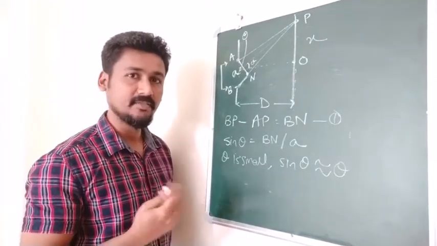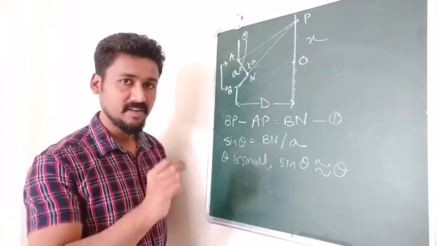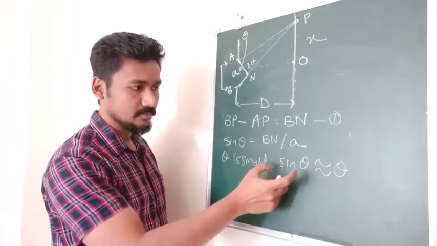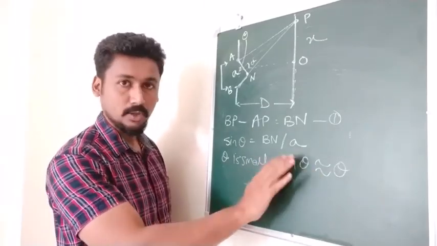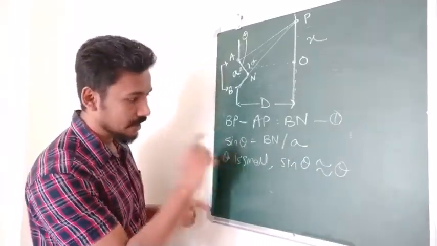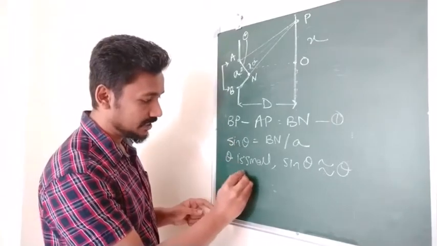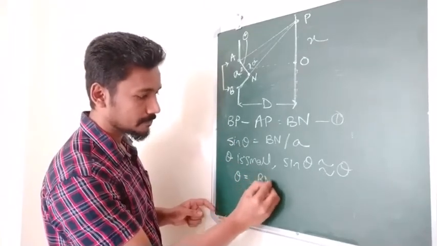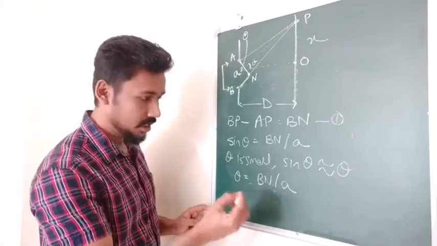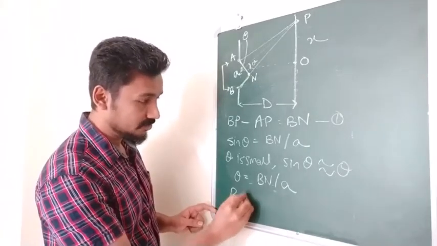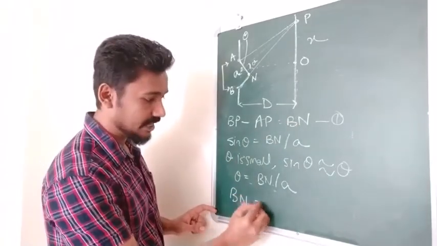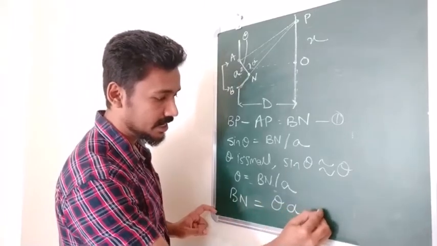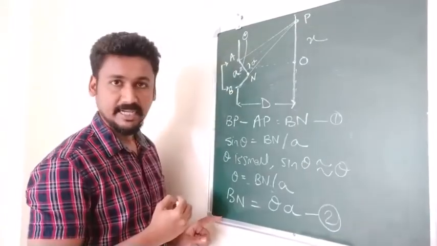Again, this is something that we have used many times. Whenever theta is very small, you can assume that the sine of that theta is going to be equal to theta. Then this equation will become theta is equal to Bn upon A, or we will say Bn, which is our path difference, will be equal to theta multiplied by A. Let us call this our second equation.